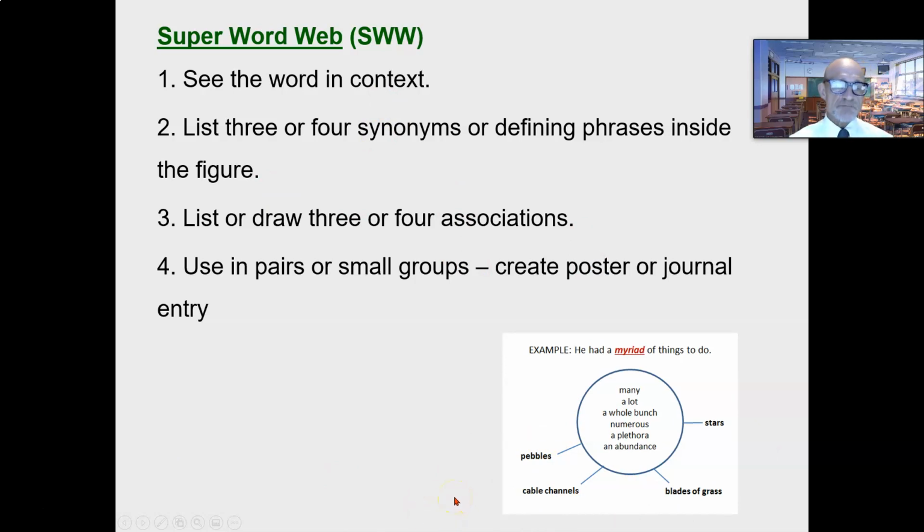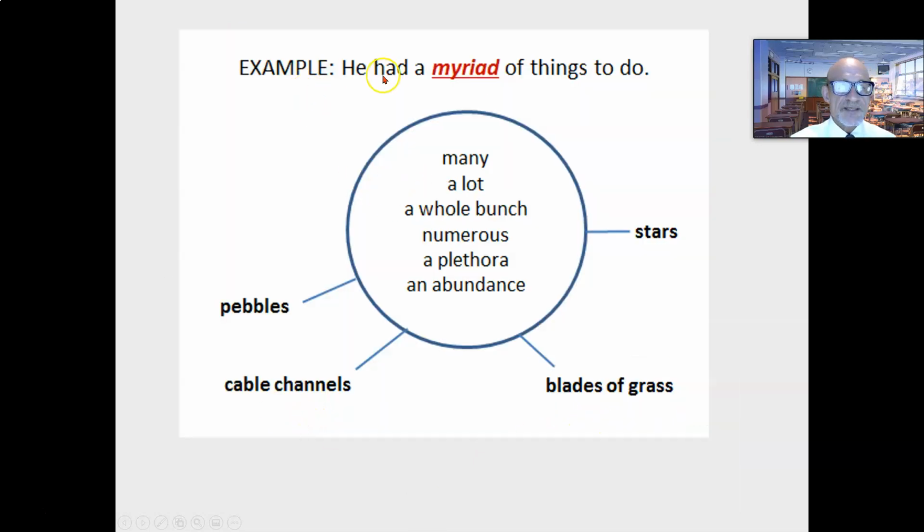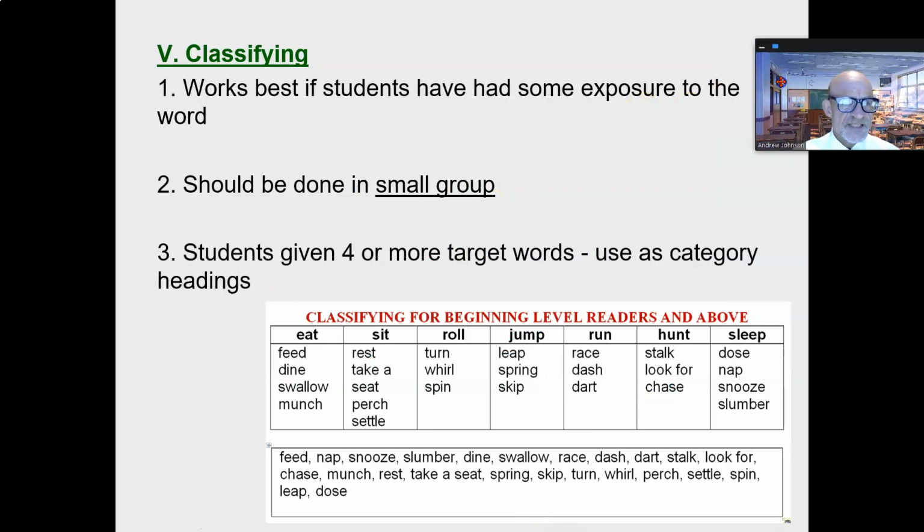And again, you can create posters or journal entries, and I like to get these things up on a word wall. And you see an example there. All right, that is a super word web. Word, context of the sentence, synonyms, words or short phrases, and then associations on the outside.